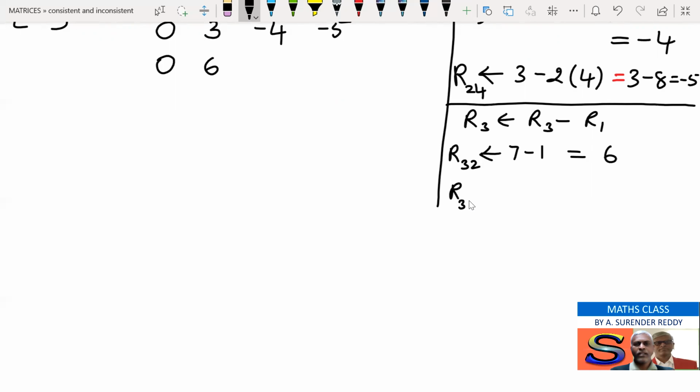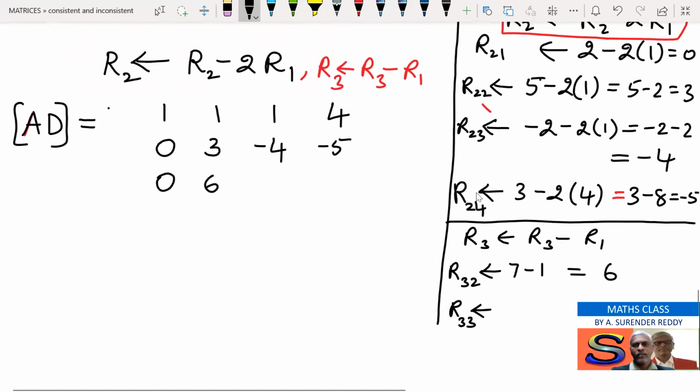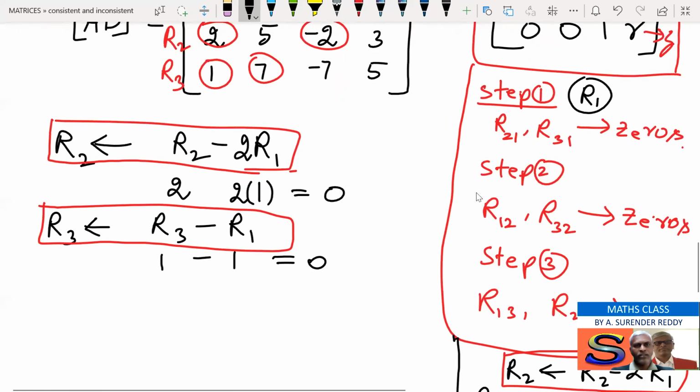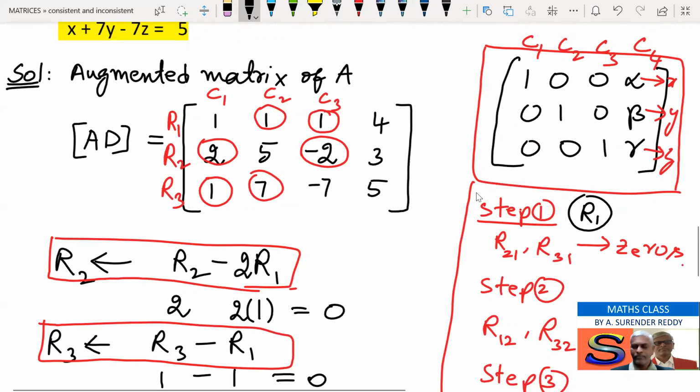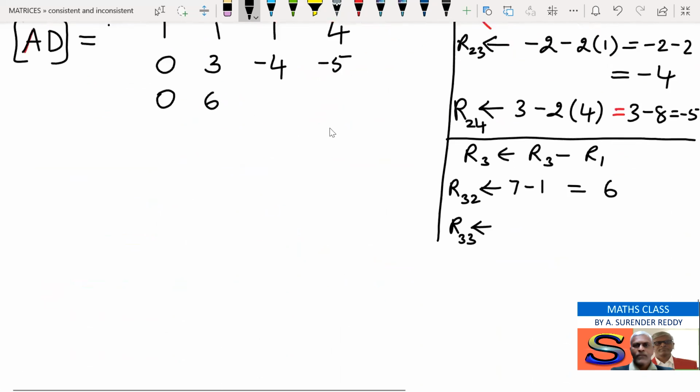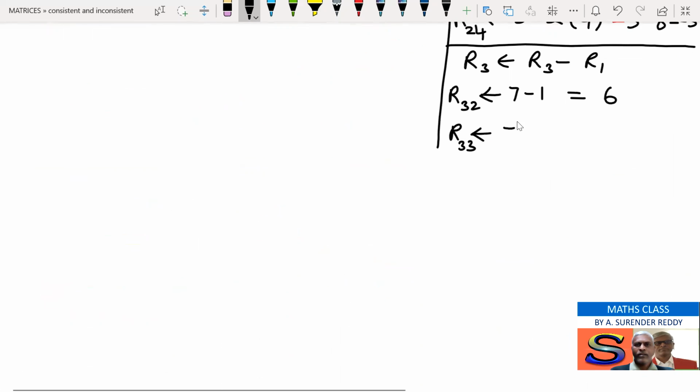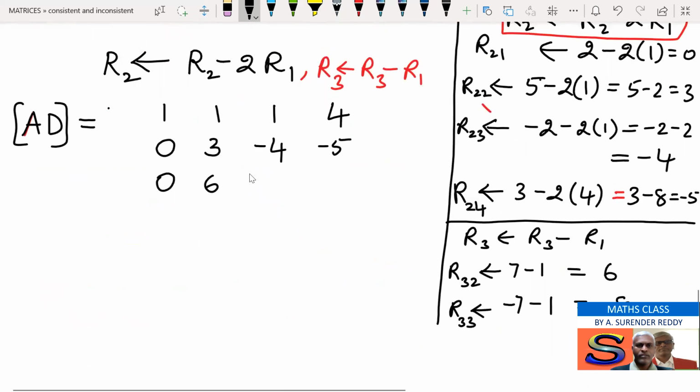So second number becomes 6. In the same way R3 లో third number ను convert చేయాలి using R1. Third column లో R3, R1 ఏముంది? So R3 third row లో third number -7, first row లో third number 1. So this is R3, this is R1, -7 1. R3 -7, R1 is 1. So -7 -1, -8 అవుతుంది. So this becomes -8.